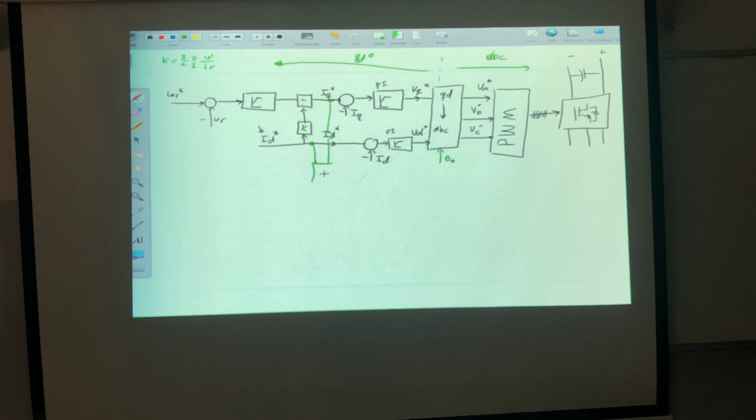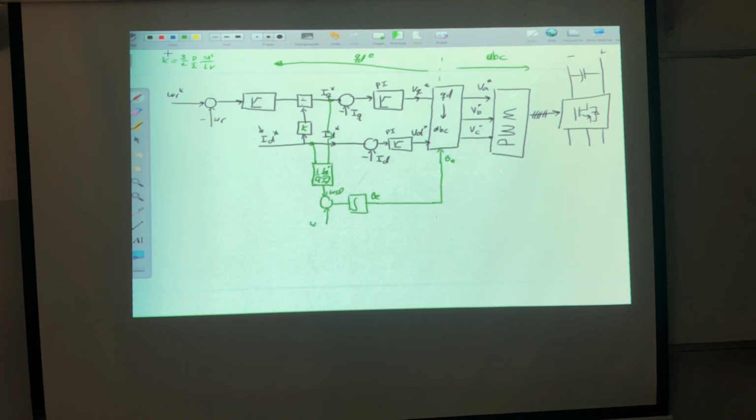Then I will evaluate 1 over tau R, IQ over ID, correct? And this will generate omega slip, which I will add to the omega R. Then I will integrate in order to find theta, correct? This is the first thing. The second thing, I need to calculate IQ and ID. How can I do that?